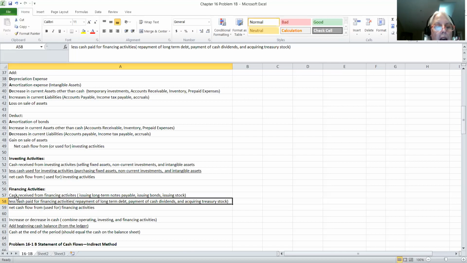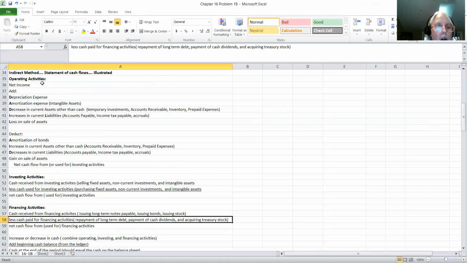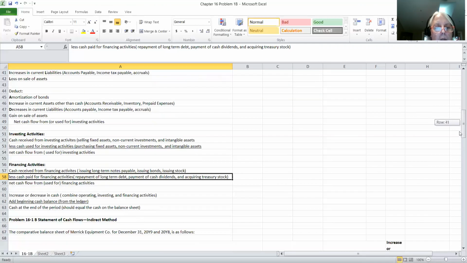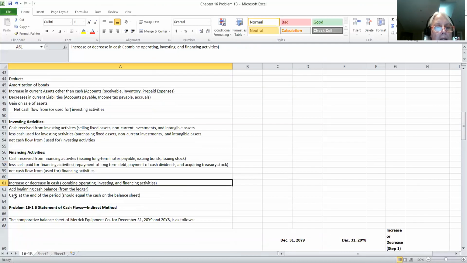The difference between the cash that you receive for financing activities and the cash that you pay out for financing activities will give you the net cash flow, or net cash used for financing activities. So the 3 main activities sections of the cash flow statement are the operating activities, your investing activities, and your financing activities. Once you know the net amounts of each one of these activities, we're going to combine all of those net amounts together to determine an increase or decrease in cash.